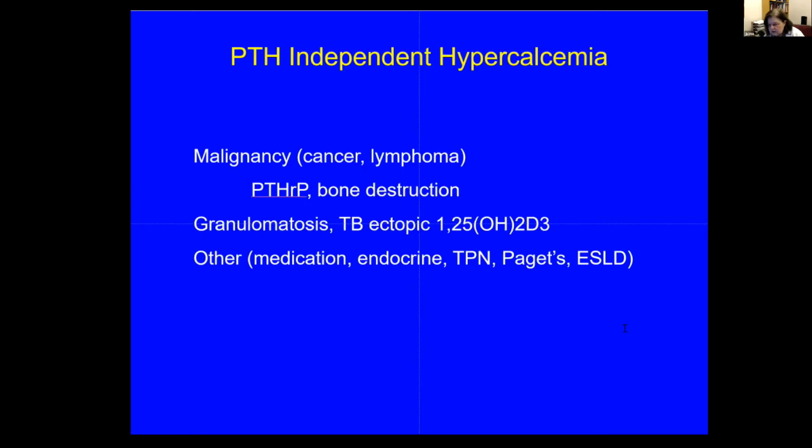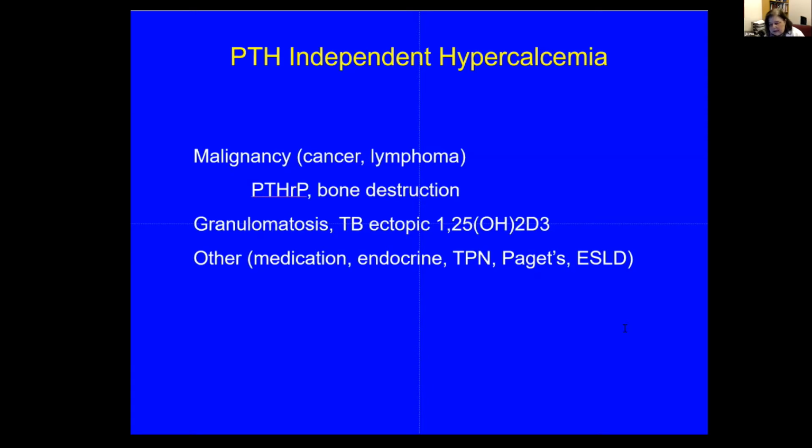In granulomatosis or TB, you have ectopic active vitamin D secretion driving the hypercalcemia, meaning that it's a reabsorptive or absorptive hypercalcemia. And under the other, you really have to ask for offending medications. Most of the time, hydrochlorothiazide or lithium, look for endocrine diseases, hyperthyroidism.